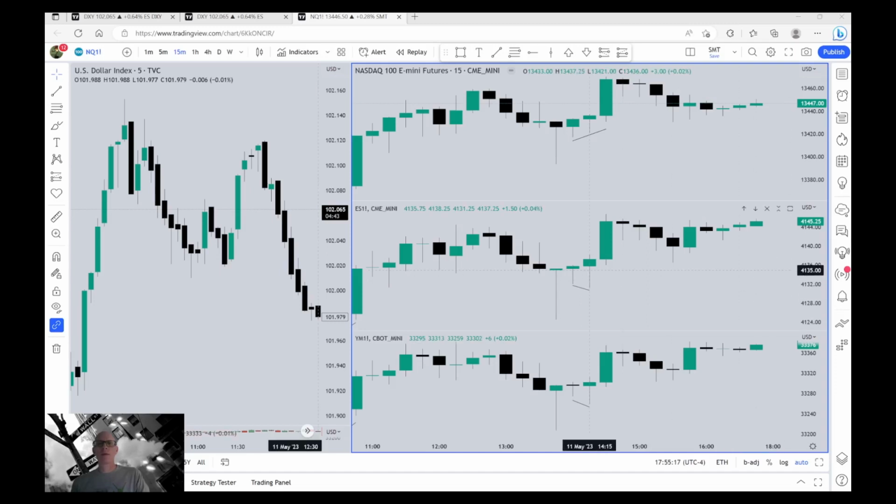All right, going to the PM session. I'm going to start on a 15-minute chart for this on the SMT, just because it's easier to see, but then we'll look at it on the 5-minute so you can see it there as well. What we can see is NQ between these two 15-minute candles made a higher low, whereas YM down here and ES made lower lows.